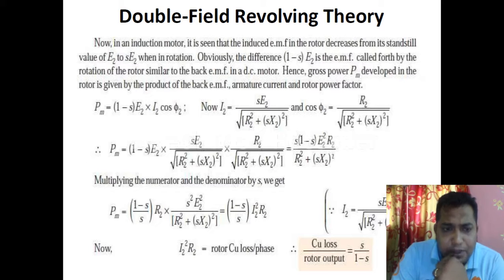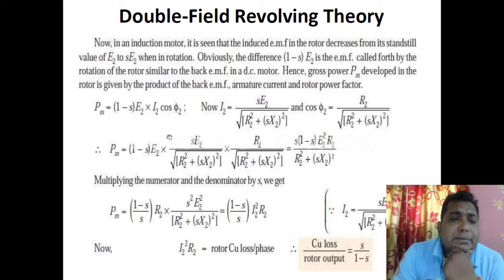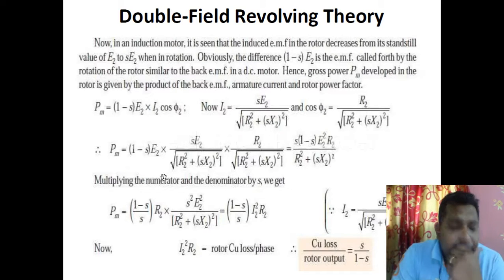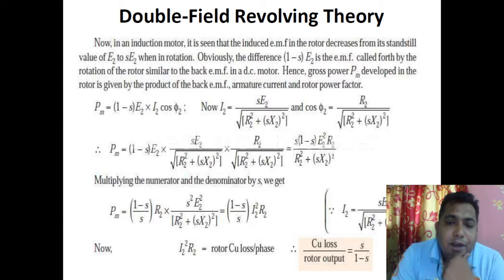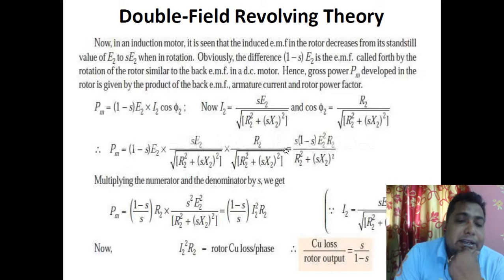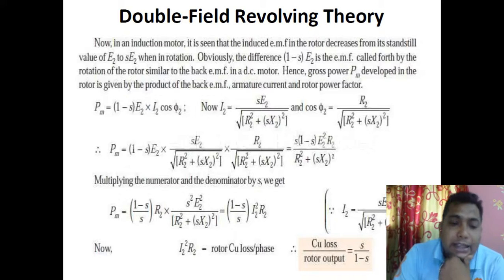Now we know in this particular equation, follow my pointer, the I2 value, and we know the cos phi 2 value. So just put it over here. What we are getting is s into 1 minus s, E2 square into r2 by r2 square plus sx2 whole square. Now for the calculation purpose, multiplying the numerator and denominator by s, we get 1 minus s by s into r2 plus s square E2 square by r2 square plus sx2 whole square.